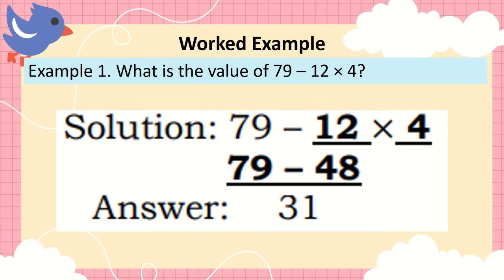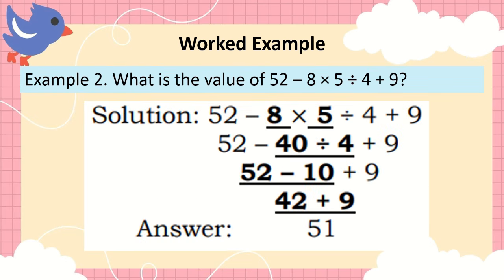Example: what is the value of 79 minus 12 times 4? Solution: 79 minus 12 times 4. So we are going to solve first 12 times 4. 12 times 4 equals 48. Thus, 79 minus 48 equals 31.